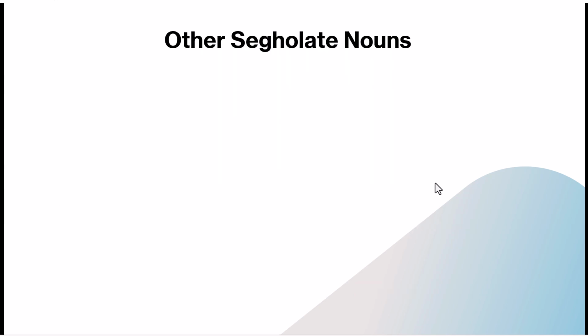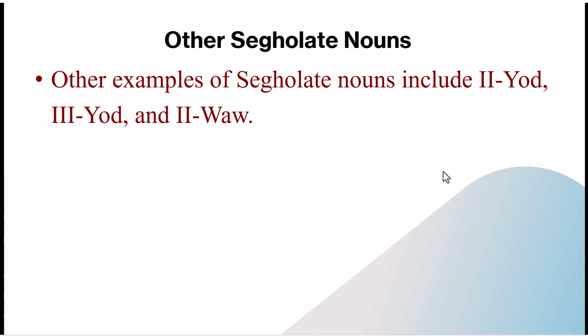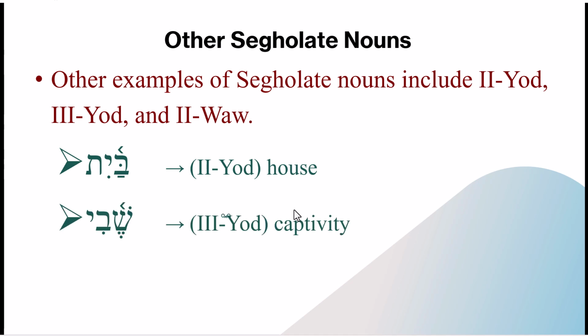And then on a final note, there are other types of Segholate nouns. So there are, for example, two yod, three yod, and even two wow Segholates. An example of a two yod Segholate is bayit, a very common word for house. It's got the same pattern. It's got an accented first syllable and it's two syllables, but notice that the vowels are very different. A three yod is shevi, not a car, but captivity. And again, you've got a yod there in the third place, and the hirik is preferred here.